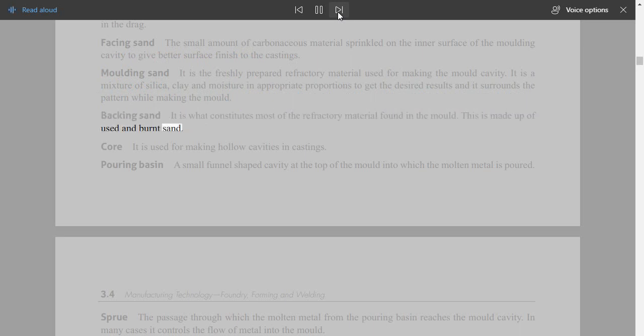This is made up of used and burnt sand. Core. It is used for making hollow cavities in castings. Pouring basin. A small funnel-shaped cavity at the top of the mold into which the molten metal is poured.